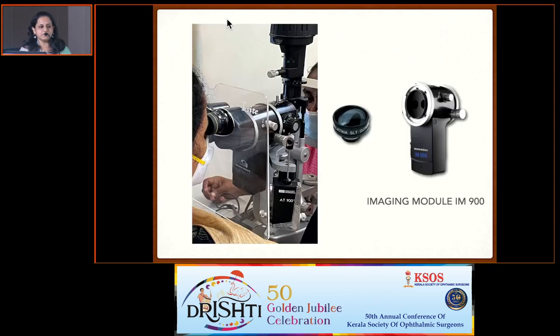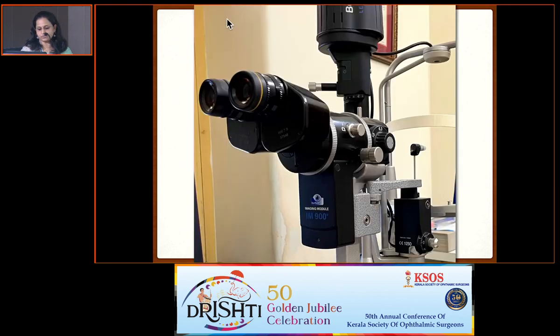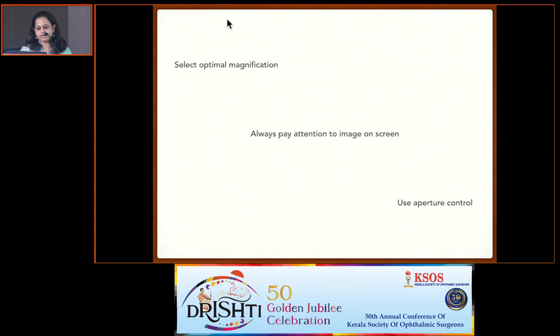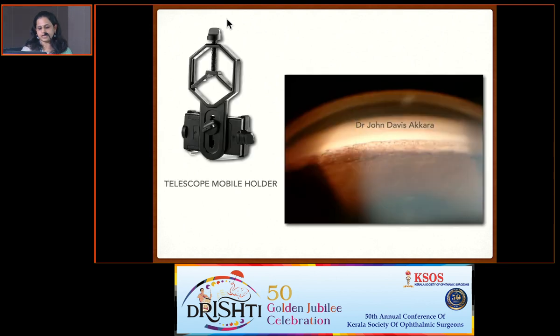So the images which I'm going to show are all taken in the BQ 900 slit lamp, Haag-Streit slit lamp, in imaging module IM 900. These were taken when I was doing fellowship with Dr. Satyan sir at Coimbatore. So this gives very good imaging, and always pay attention to the image on the screen rather than looking through your eyepiece. Now, it's not always practical to have the slit lamp and imaging modules, which are all really expensive.